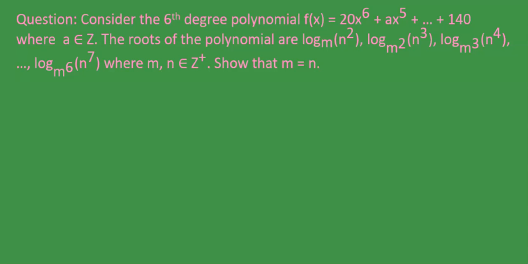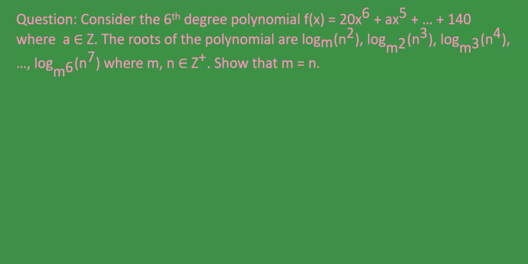This question was given to me by one of my students who was pursuing the IB MYP curriculum at that time. So the question says, consider the sixth degree polynomial f of x, which is equal to 20x to the power of 6 plus ax to the power of 5 plus there are some terms in between and the last term is plus 140, where a belongs to the set of integers.